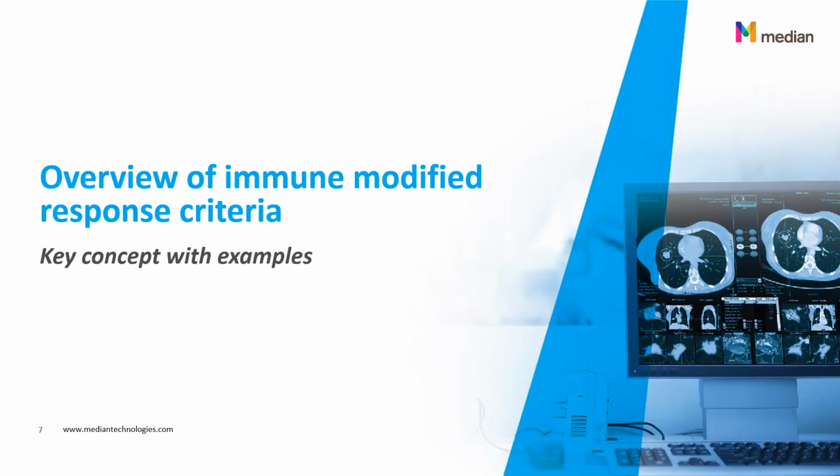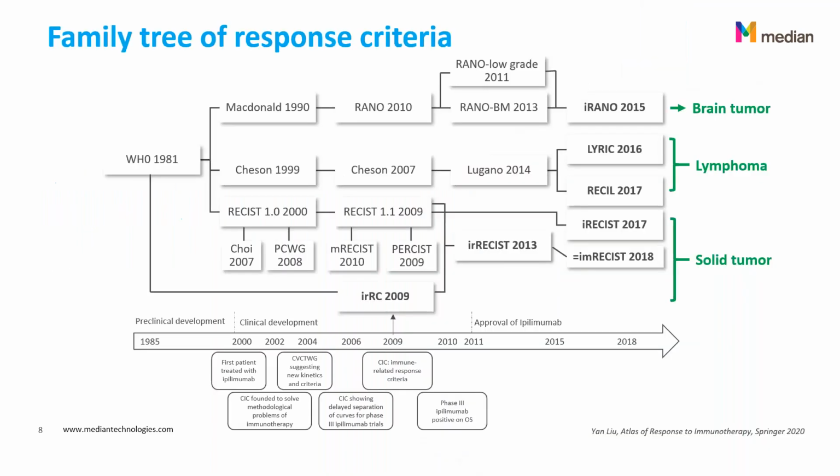So now I will present to you the key immune-modified criteria, with examples. Here you can see the family tree of response criteria, which shows you the whole evolution.